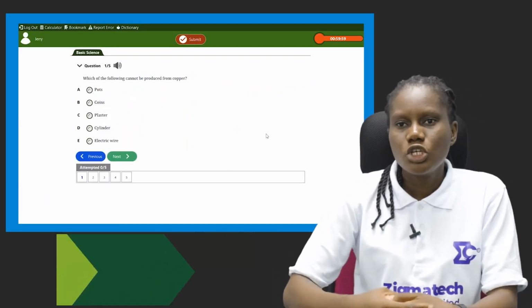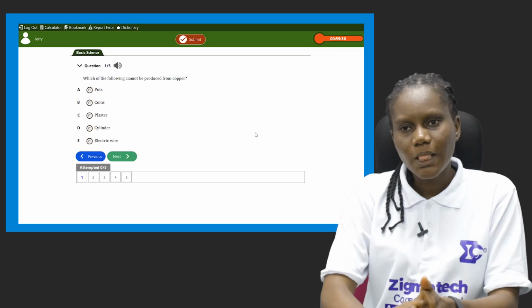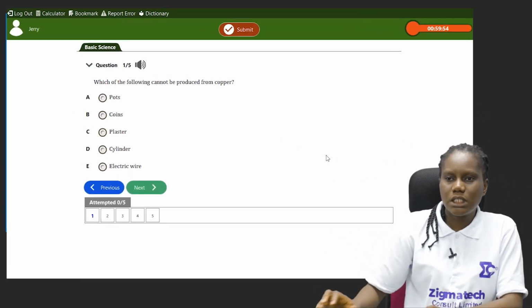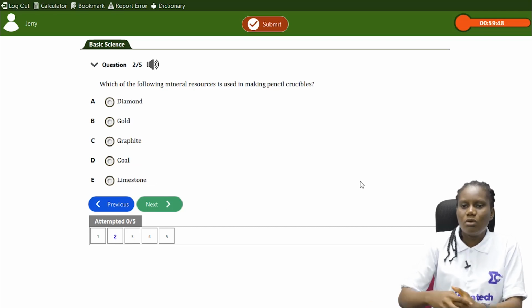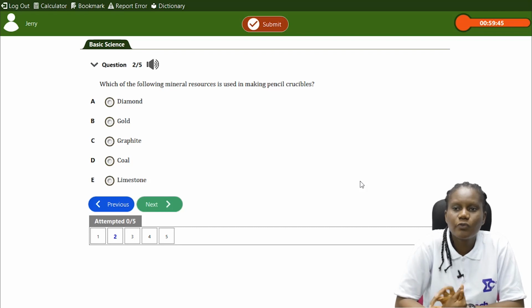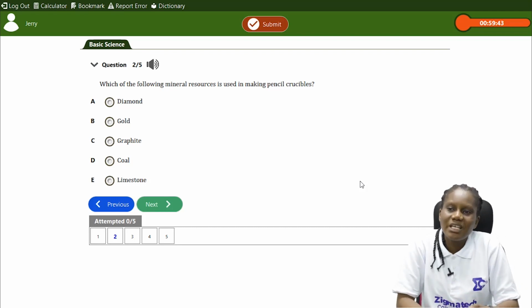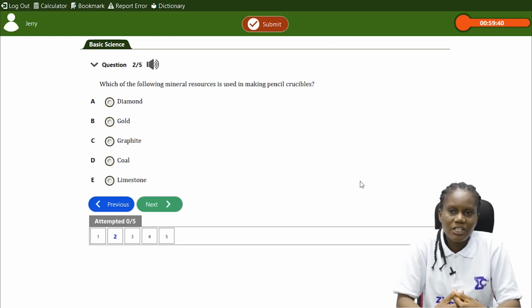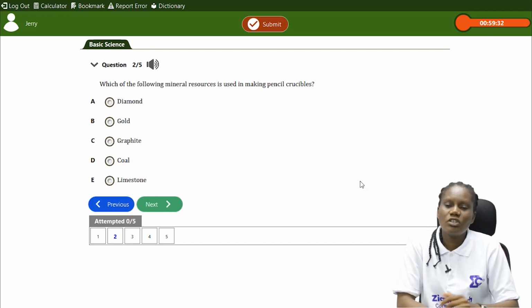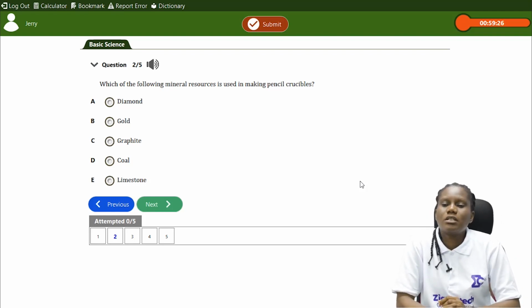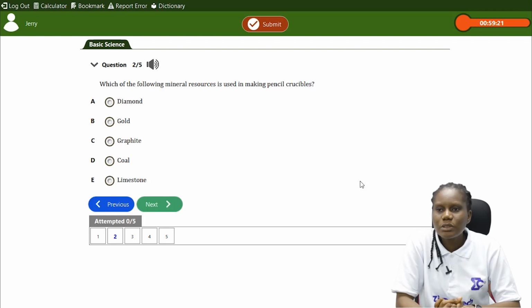Let's look at some questions together very quickly. We have a question here. I'm going to be picking questions randomly. Which of the following mineral resources is used in making pencil crucibles? I remember that I dwelled on this very well, and I explained something. So let's go through the options that we have here. The first option is diamond, the second is gold, the third is graphite, option D is coal, and option E is limestone. Let's go through it together.